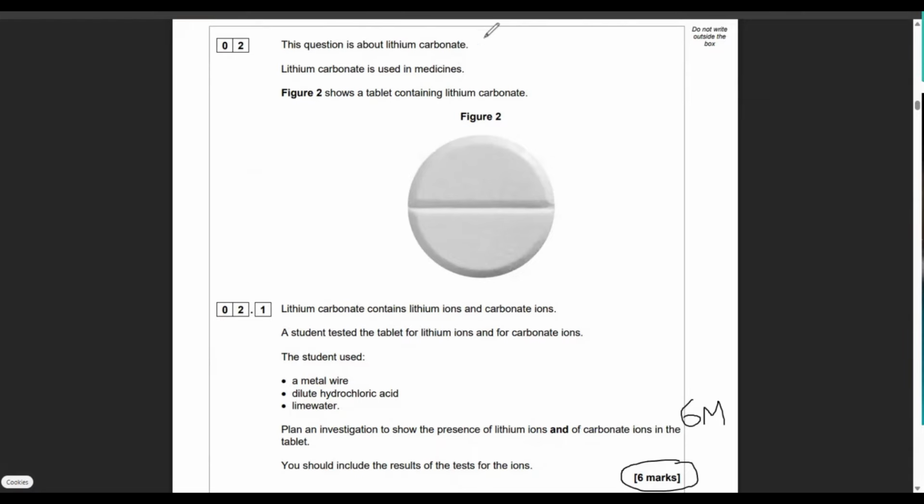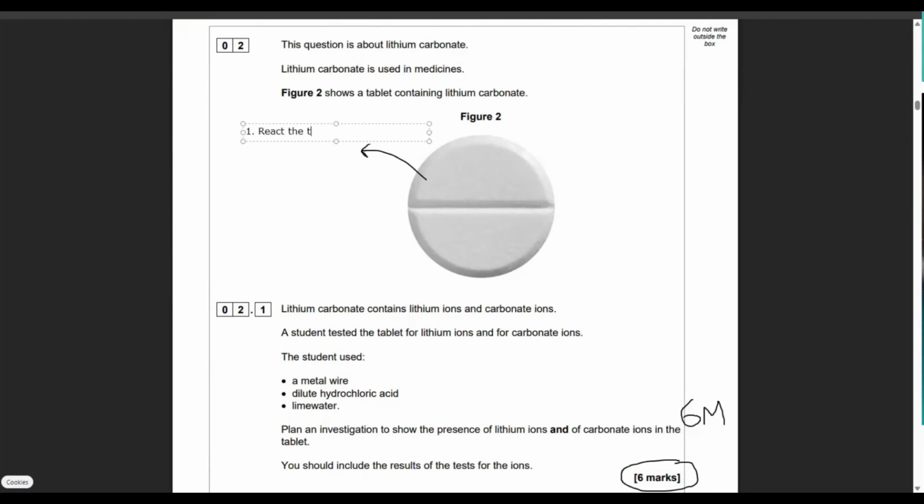It's worth 6 marks. They want you to show how you could test for lithium ions, what's the test for carbonate ions, and what is the positive result, and it's worth 6 marks. Pause the video, grab your pen, grab some scrap paper, have a go, and then unpause and watch me go through the answers.